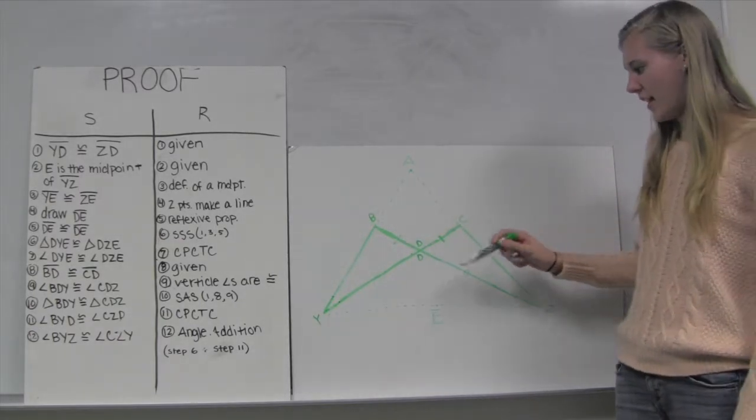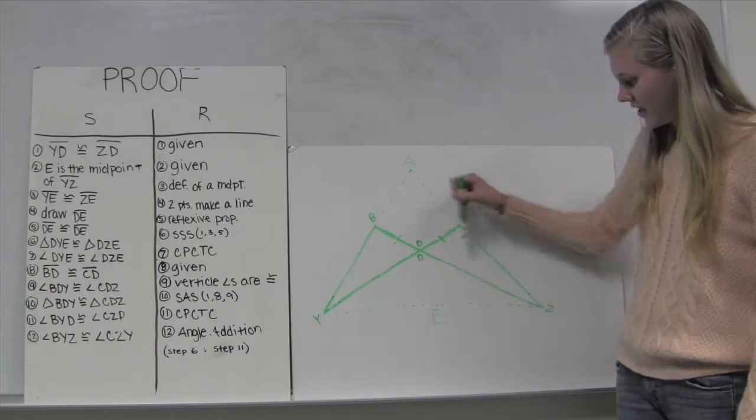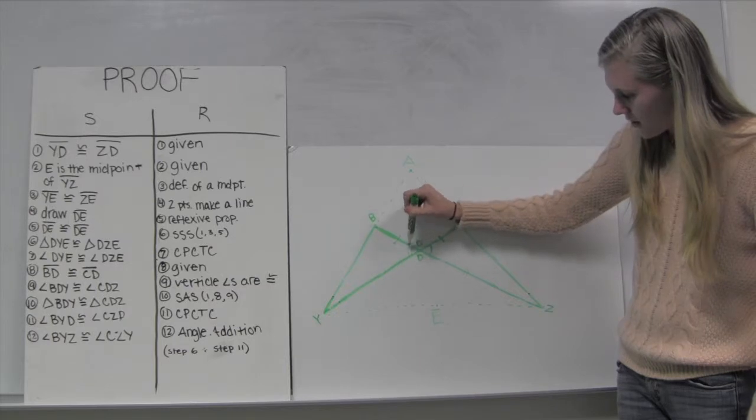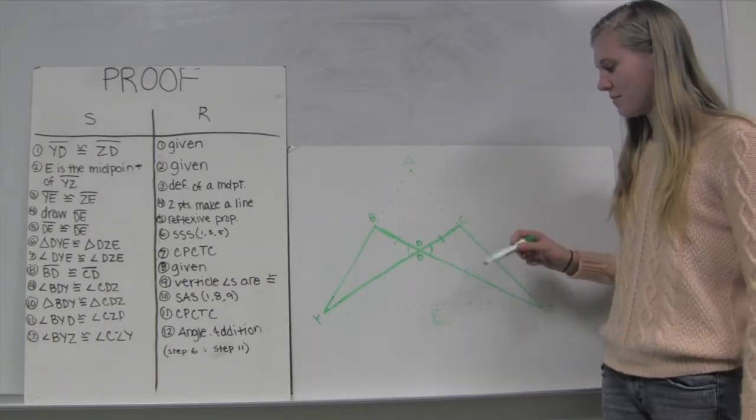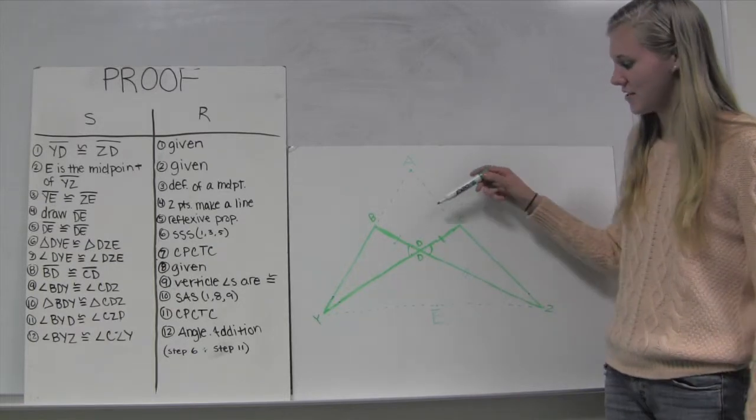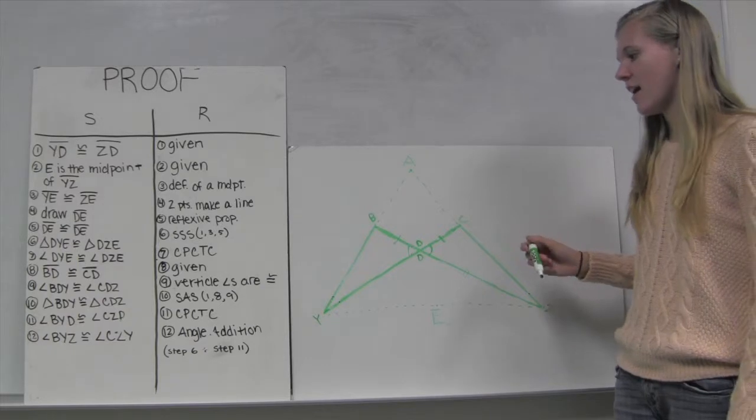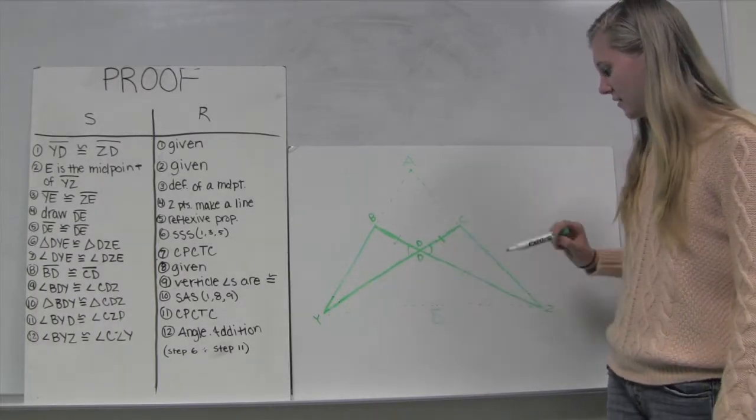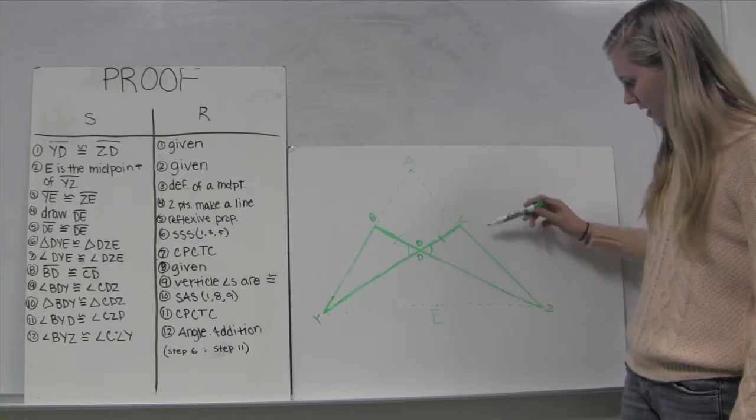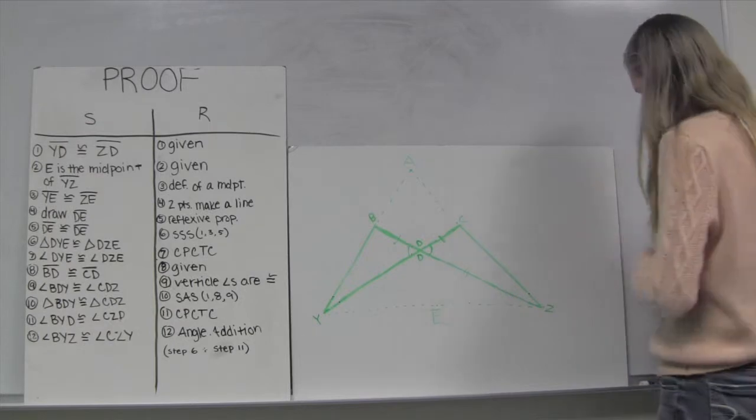We also know that angle BDY is congruent to angle CDZ because vertical angles are congruent. So that proves these two triangles congruent because of side angle side, which was steps number 1, 8, and 9. And it also proves that angle BYD is congruent to angle CZD because of CPCTC.